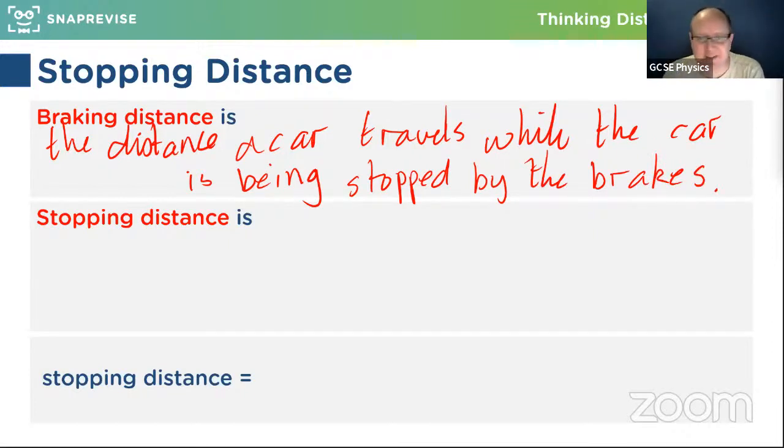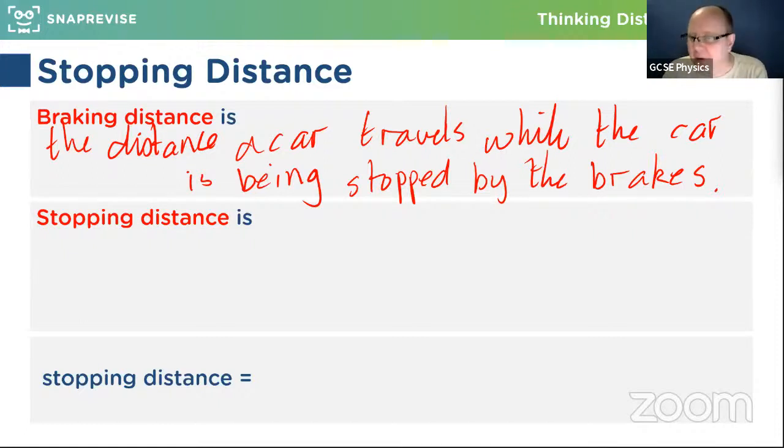So when a person puts their foot on the brakes, the car will travel a certain distance while the brake is applied until the point at which the car stops. And the braking distance is the distance the car travels while the car is being stopped by the brakes. We will cover braking distance more in a later revision session, so don't worry too much now if you don't get that entirely. Stopping distance is the total distance that a car travels from the moment the driver sees an external stimulus until the car is stationary.